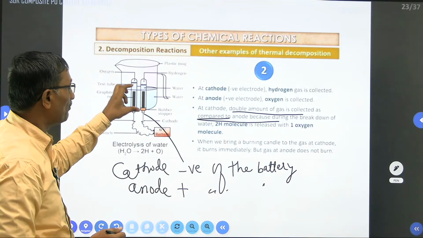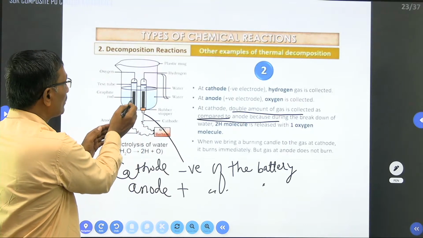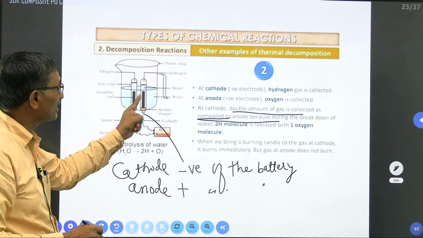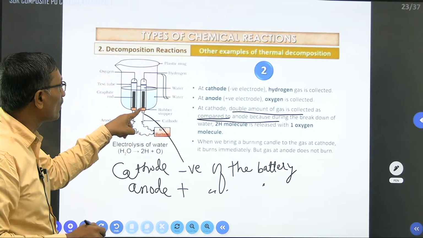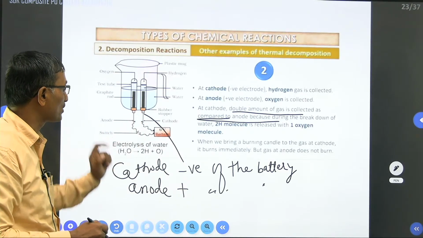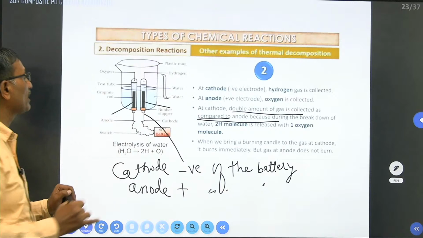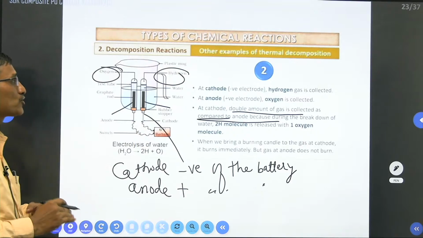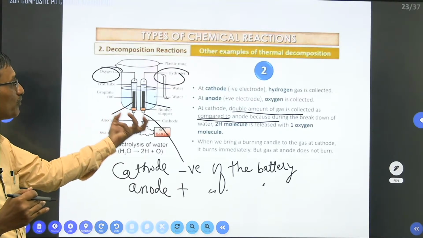When we bring a burning candle to the gas at the cathode, it burns immediately, but at the anode it does not burn. So what is collected, and what about their ratio? At the cathode electrode, which gas is produced? Hydrogen gas is produced at the cathode. At the anode, oxygen gas is produced. Let us see here, this is oxygen, this is hydrogen. The ratio of hydrogen to oxygen is 2:1 by volume.